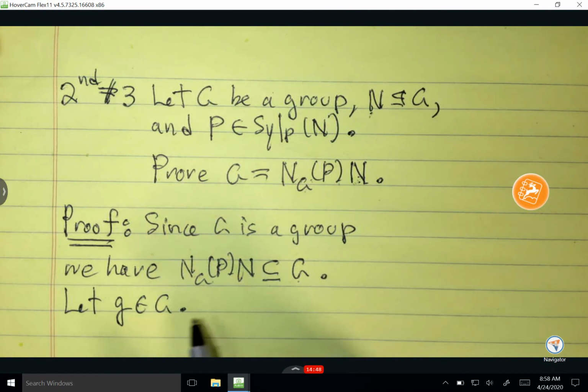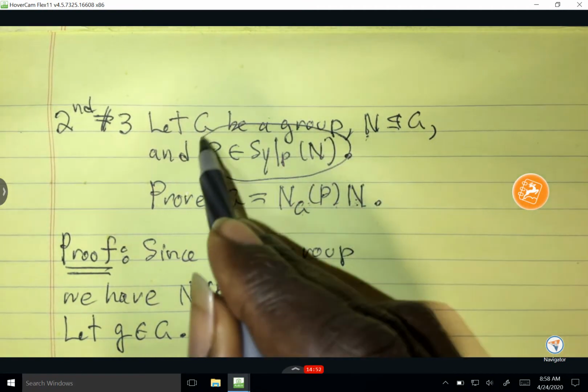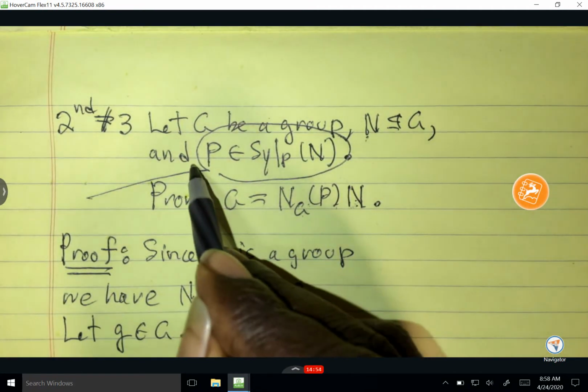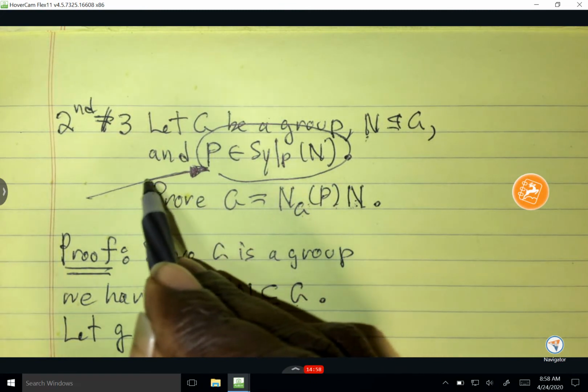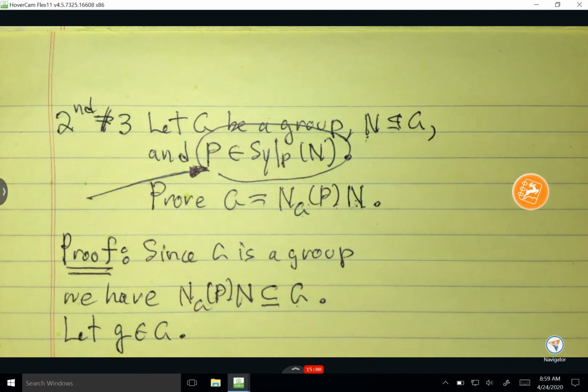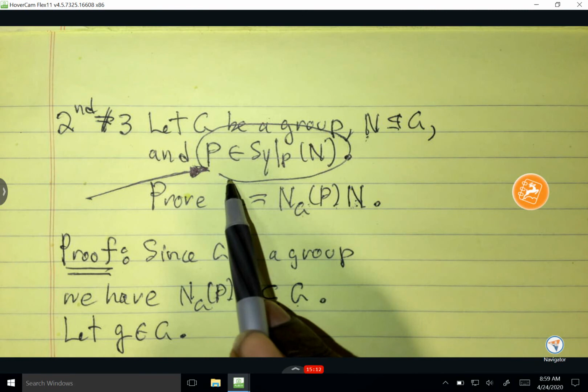Now up here we know that P is a Sylow P subgroup of N. So you got to use that. Can't just keep writing this mess. You got to use it. Can you find another Sylow P subgroup of N other than this P right here? Another one. Think about it.